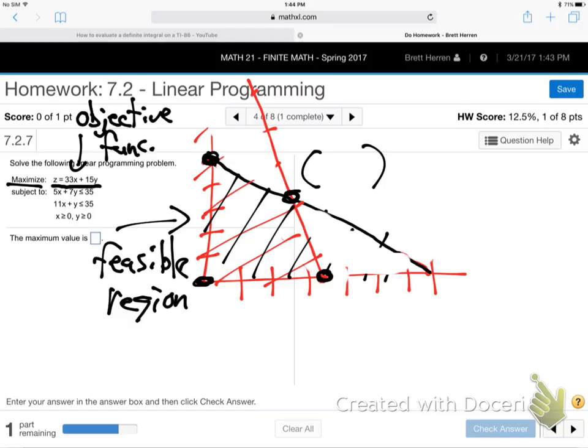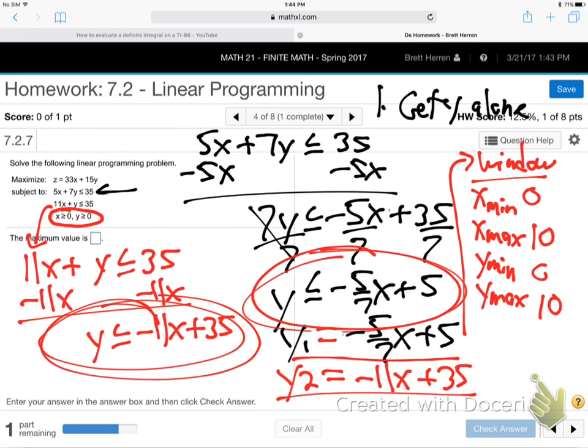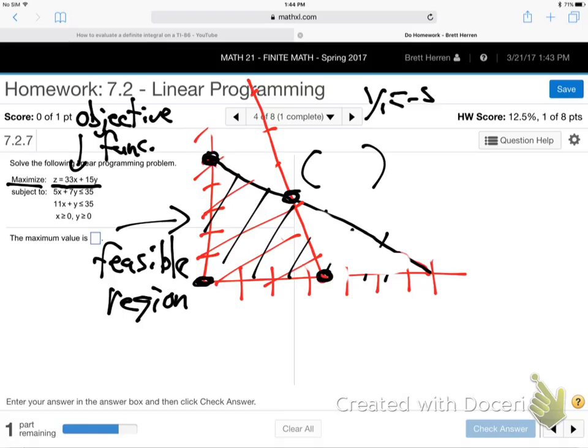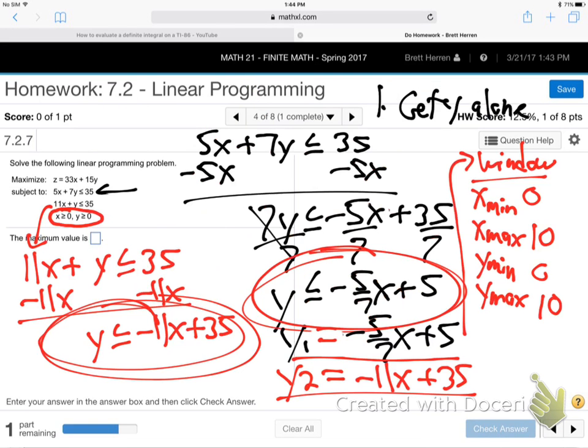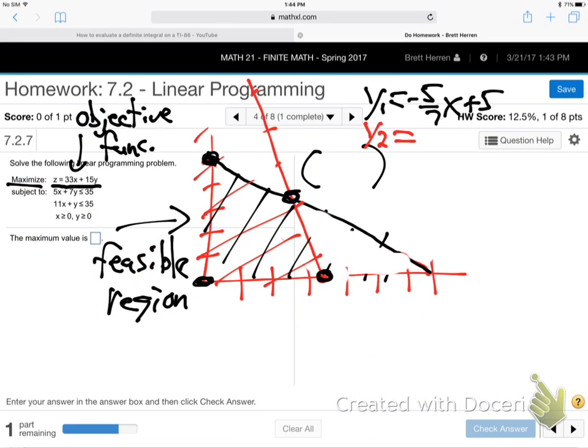Remember? You already have in there y1 equals, what was it? -5/7 x + 5. And you have y2 equal, what was that one? -11 x + 35. All right, you already have in your calculator right now y1 and y2. Remember what we hit to find where they meet? Intersection. That's right. Go to second calc and choose intersection.